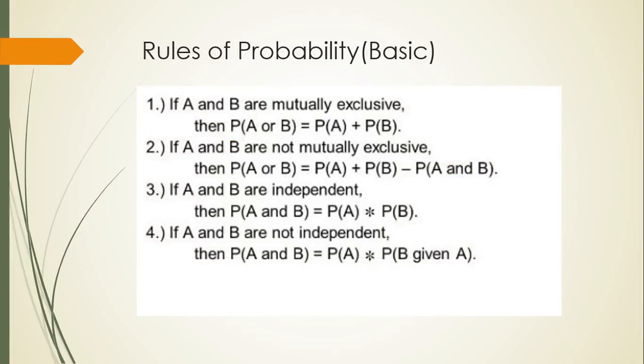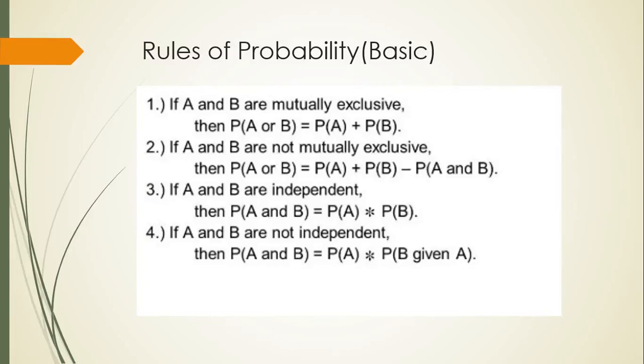So now we will go to the rules of probability. These are the basic rules of probability. The first rule is, if A and B are mutually exclusive events, that is, there is no common element between A and B, then the probability of A or B is the probability of A plus the probability of B.